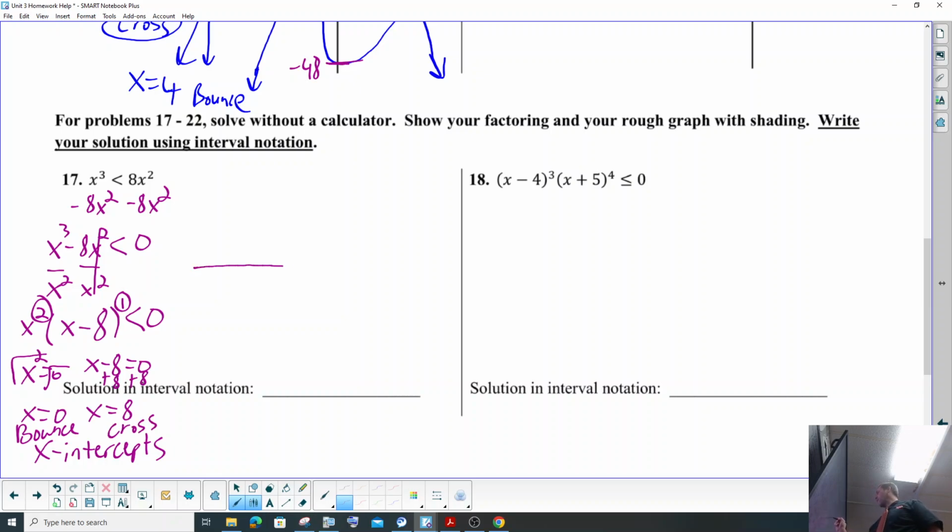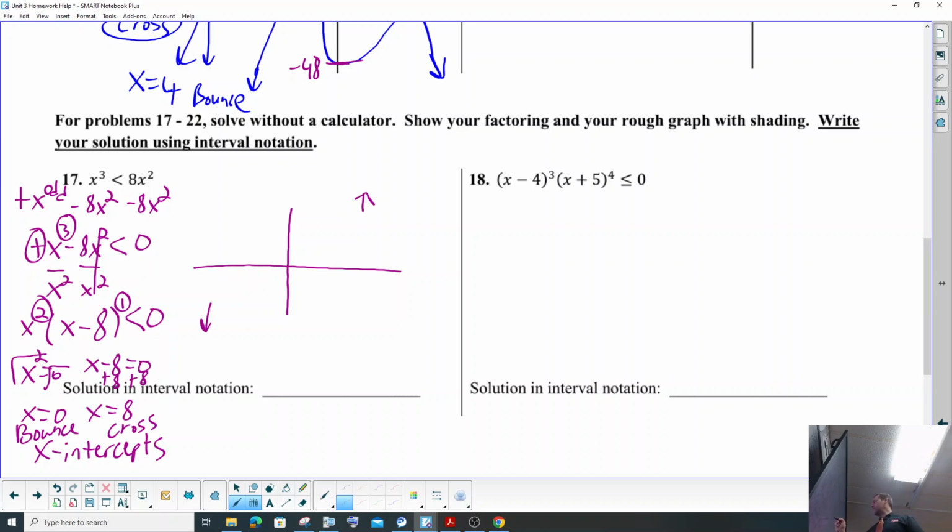So we're going to go ahead and draw our number line. We're going to look at our end behavior. Our end behavior comes from the highest power term, and if it's positive or negative. It's a positive x to the odd power. So that means it's going to be down and then up, like that.